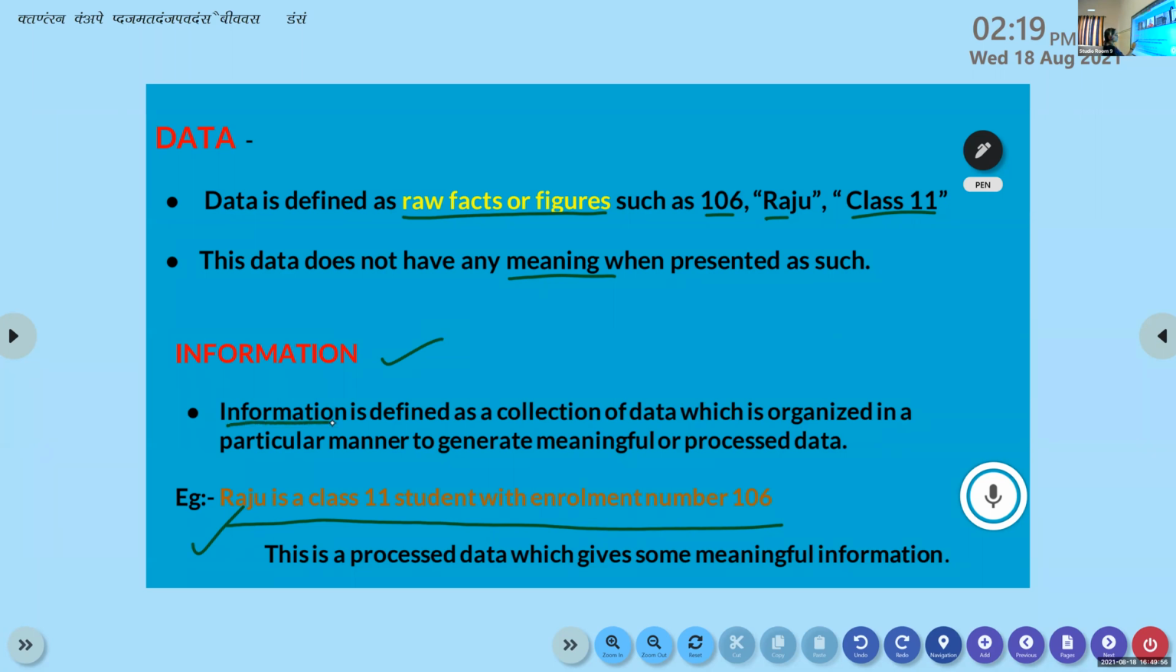So what is information? It is defined as the collection of data which has been organized in a particular manner to generate meaningful or processed data. Here you can see one example for information. The raw facts and figures are known as data. Information is the collection of data which has been organized in such a way that we will get complete information, meaningful data. I hope this basic concept is clear about data and information, right? Yes, ma'am.